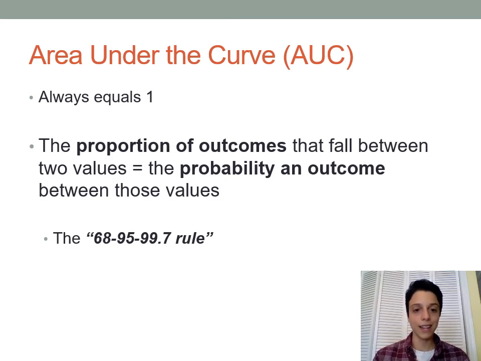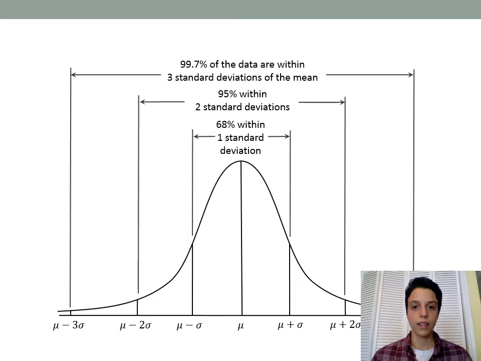But what the 68, 95, 99.7 rule tells you, snappy, right, very catchy name there, is the area under the curve that falls in between 1 standard deviation, 2 standard deviations, and 3 standard deviations away from the mean. So this is a nice graphic that shows a normal curve with the mean in the center, and then lines going out for each jump in standard deviations away from the mean.